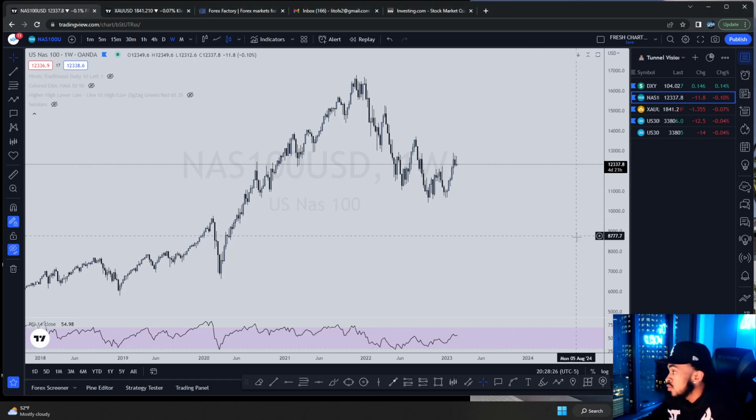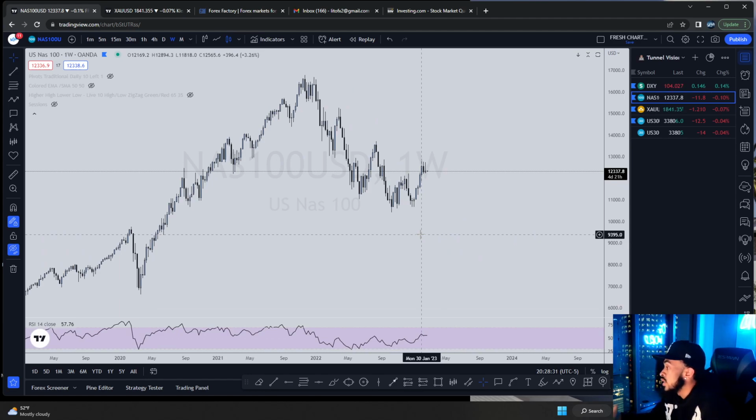So you can see here that I'm starting on my weekly time frame, right? So I'm starting on my weekly time frame. Why? Because that is the higher time frame. I need to gather the data from last week so I can make a prediction of what's about to happen this week, right?